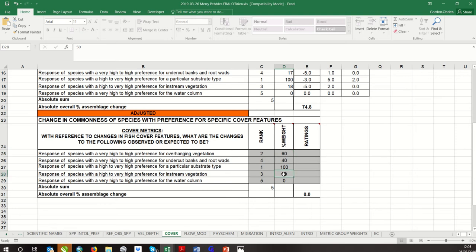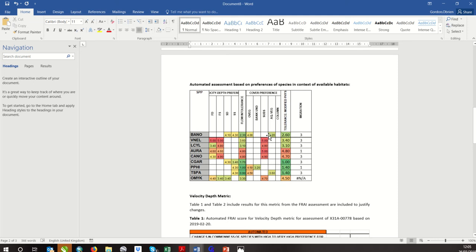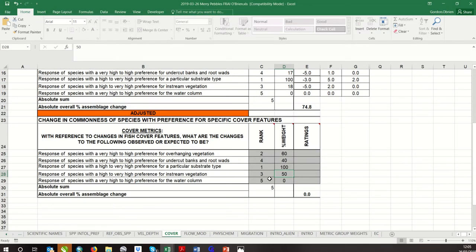In-stream vegetation could be very small as well. And based on the assessment, I don't expect there to be much in-stream vegetation. Can you see that? So this aquatic veg is important, but I really don't expect to find any. So what I'm rather going to do is I'm going to go 4 and 4. I'm going to change those to 4s and I'm going to make them both 30. Undercut banks and that 30 as well.